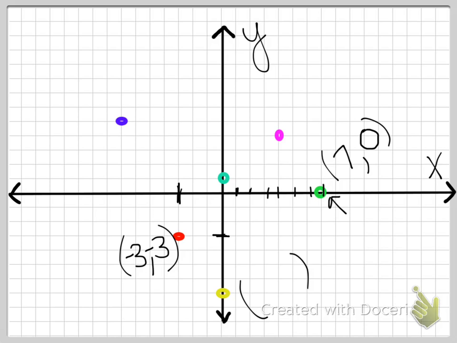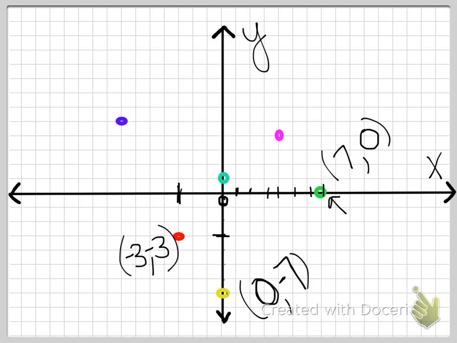All right, let's do the yellow one down here. So x comma y. Well, the yellow point, I don't go left or right. I just stay right on 0 in the middle, and I go down 1, 2, 3, 4, 5, 6, 7. All right, so I didn't go left or right. I went 0 left or right, but I did go down 7.